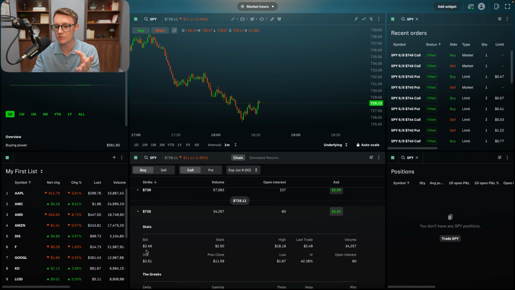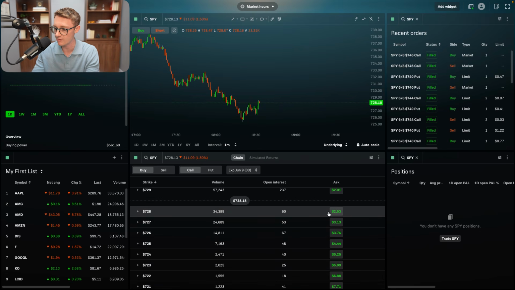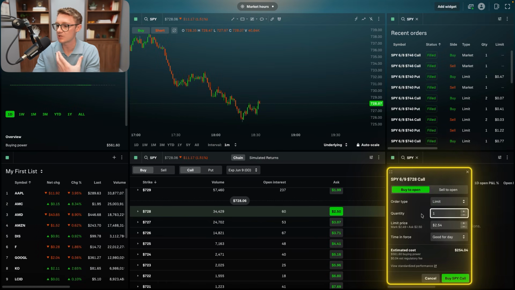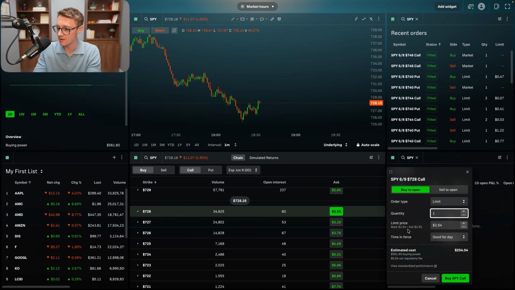Now, it's crucial that you understand what the bid and the ask is. We can see that here, and we can also see that if we were to click on the contract itself. And this is where the actual order grid pops up, where we can actually go ahead and then place that order to buy those contracts. And we can see how these numbers are shifting.